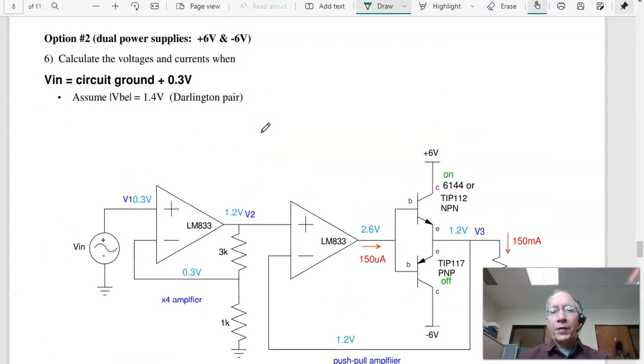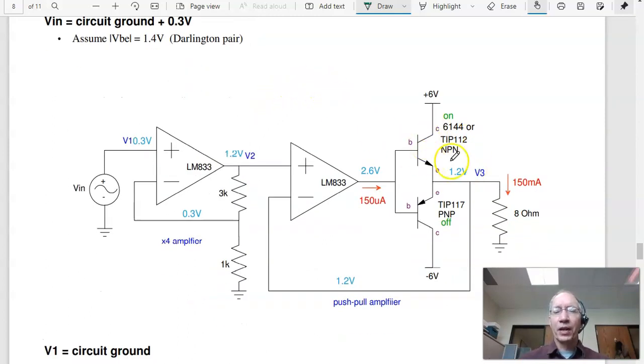Option 2. If you do have access to a plus-minus power supply, I could build a push-pull amplifier. The NPN is push, PNP is pull. In this case, doing the same thing, I want to find out what's the input when it's plus 0.3, 0, and minus 0.3 relative to circuit ground. In this case, circuit ground is earth ground. So at 0.3 volts times 4 gives you 1.2 volts. 1.2 volts makes the output 1.2 volts. 1.2 volts at 8 ohms is 150 milliamps.